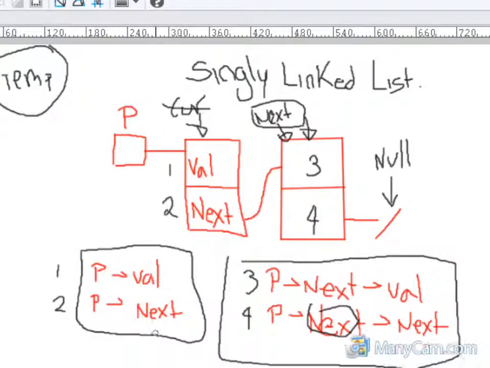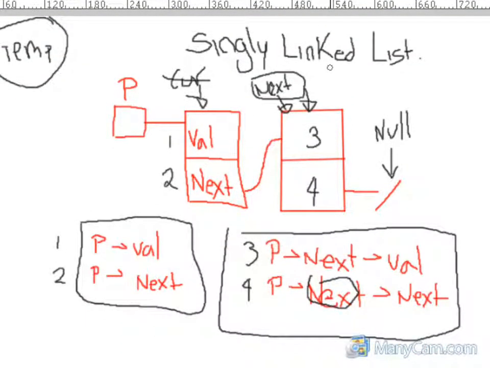Anyway, a singly linked list is a data structure that is kind of like an array, but it's dynamic, and you have a sequence of nodes. Each node has a pointer to a next node and a value. Just like we programmed last time, our node had data and a next pointer to our next node.